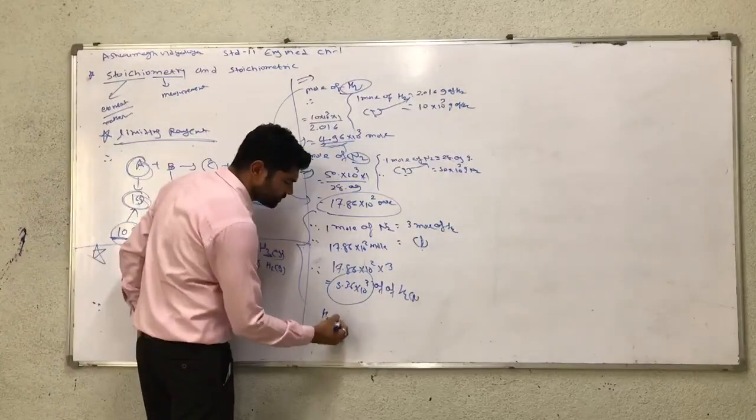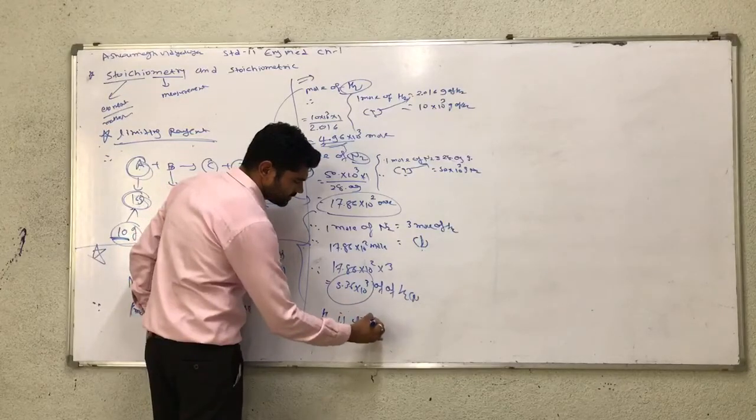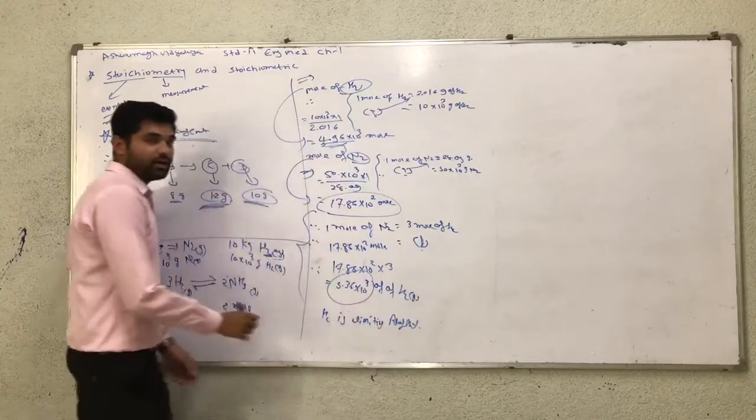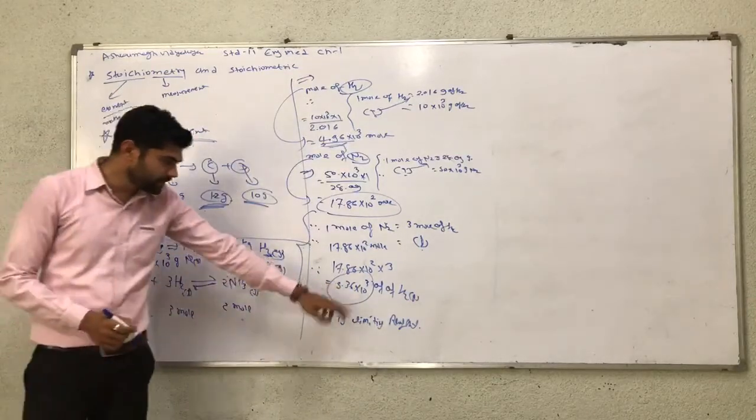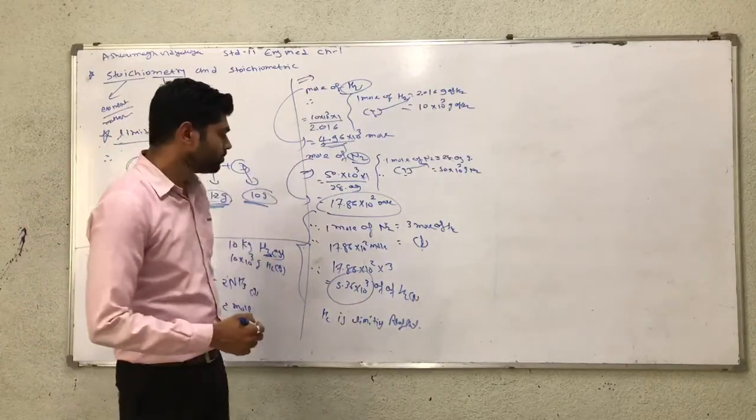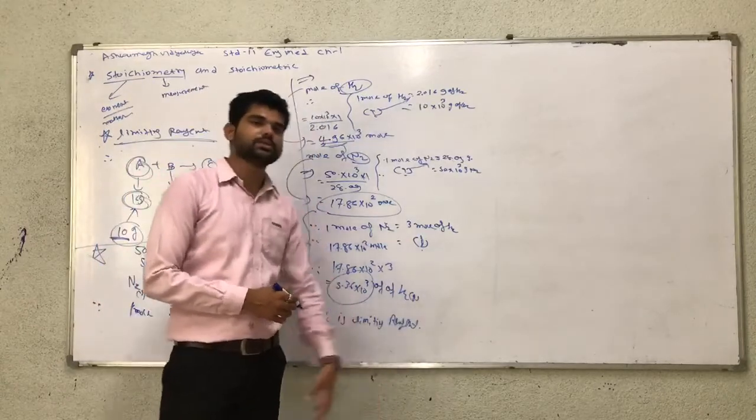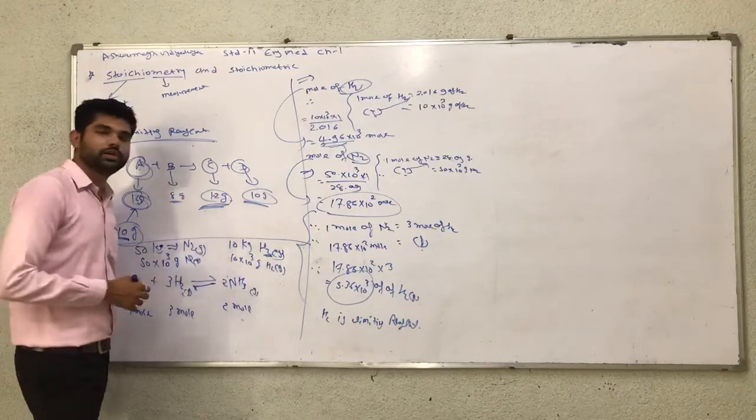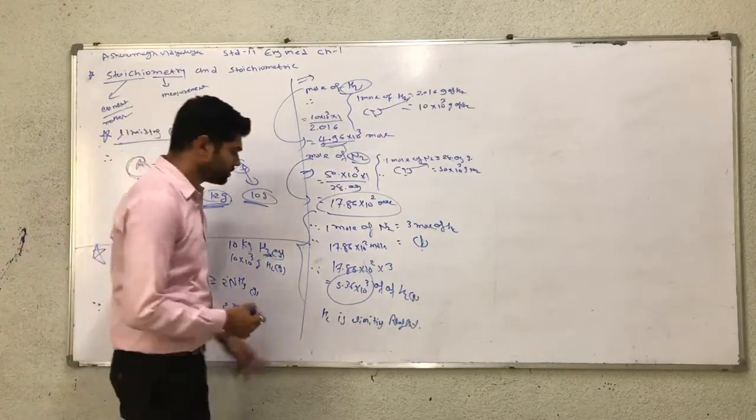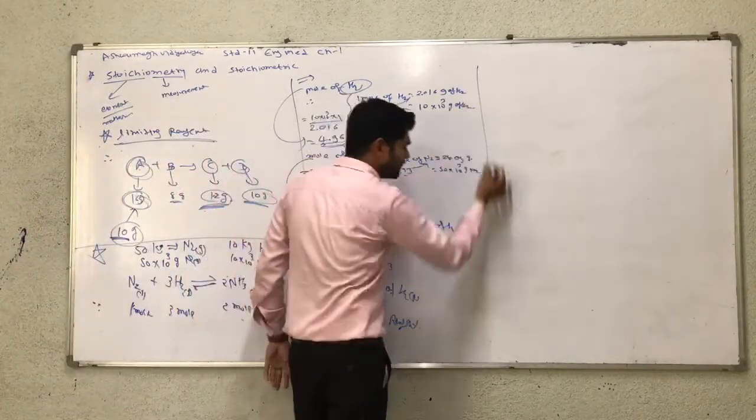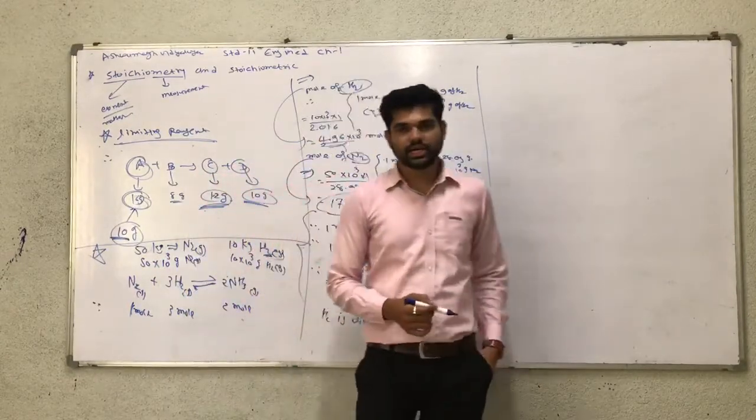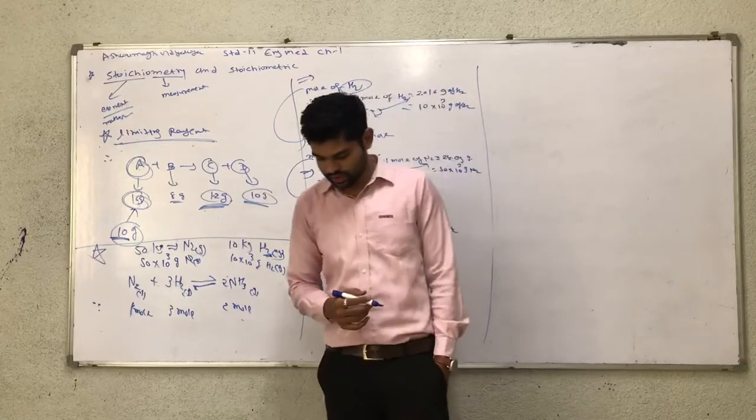So here H2 is the limiting reagent because of the requirement: 5.36 into 10 raised to 3 moles of H2 is required, but in the reaction only 4.96 into 10 raised to 3 moles of H2 is available. So H2 is our limiting reagent. Now find the value of NH3. How much NH3 will be produced?